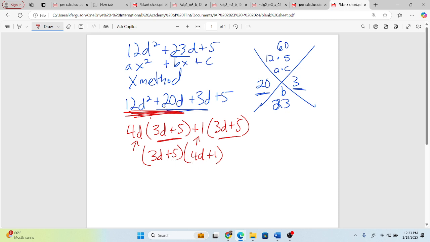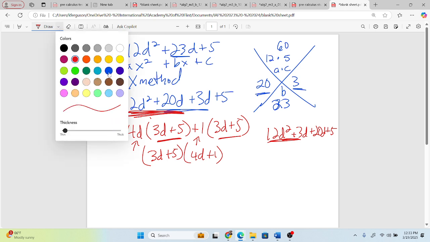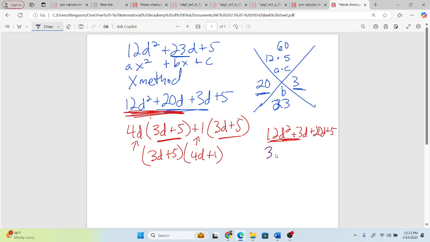Now you could have changed it like the lady was saying. We could have said 12D squared plus 3D plus 20D plus 5. And then I could have looked at the first two. So if I look at these first two here, what do they have in common? 3D. So I'm going to pull out a 3 and a D. What's left? 4D plus 1. And then I look here.